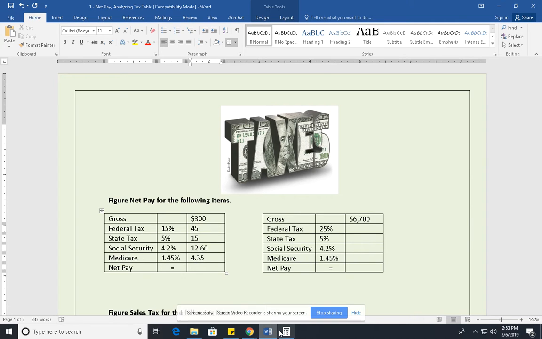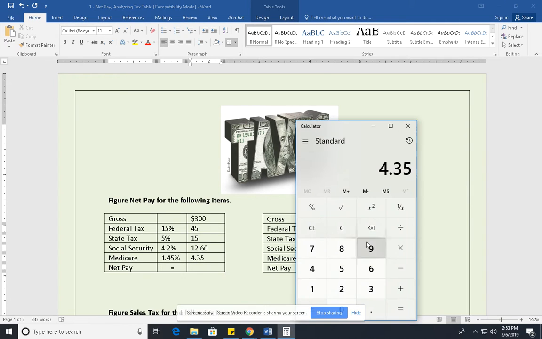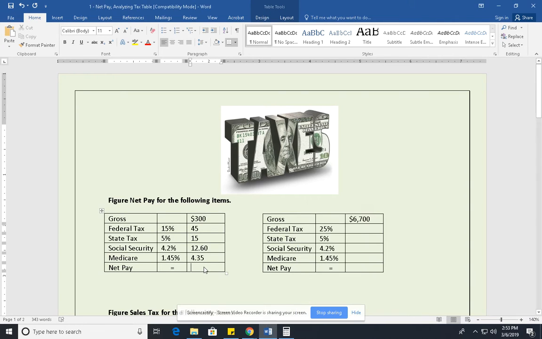All right. So what do you actually get from your job? 300 minus all these taxes. 45 minus 15 minus 12.60 minus 4.35. So this person's walking away with $223. You made a bunch of money working at the mall or whatever, and then they take all the taxes out, and you really only get 223. Now you may get some of that back if you file a tax return at the end of the year.